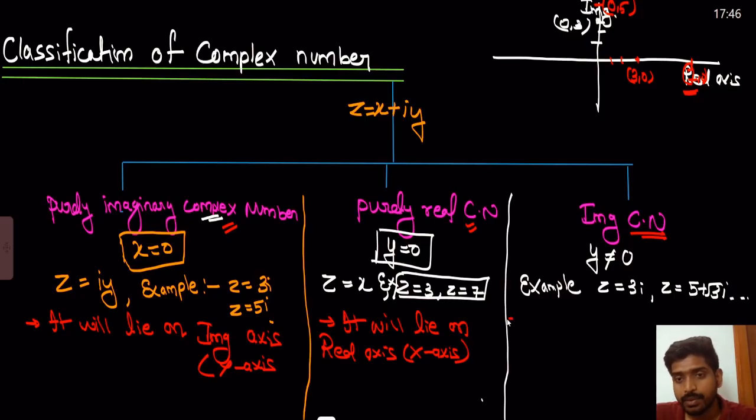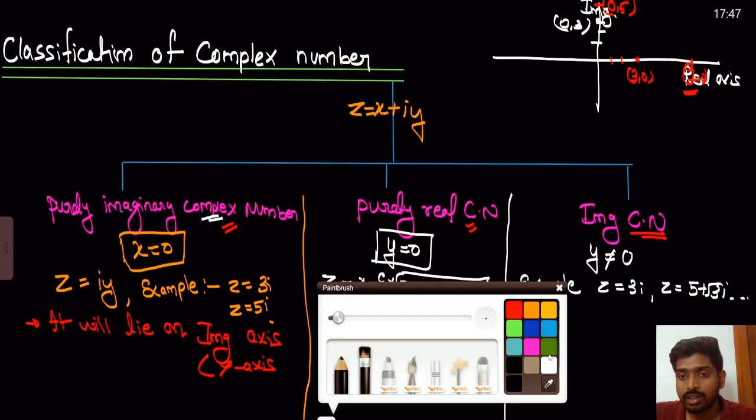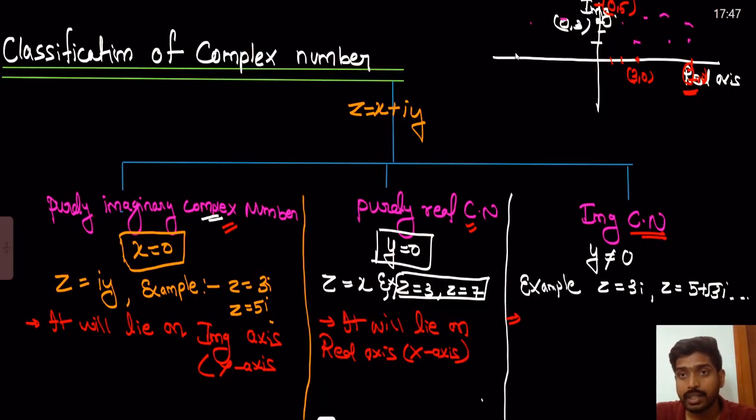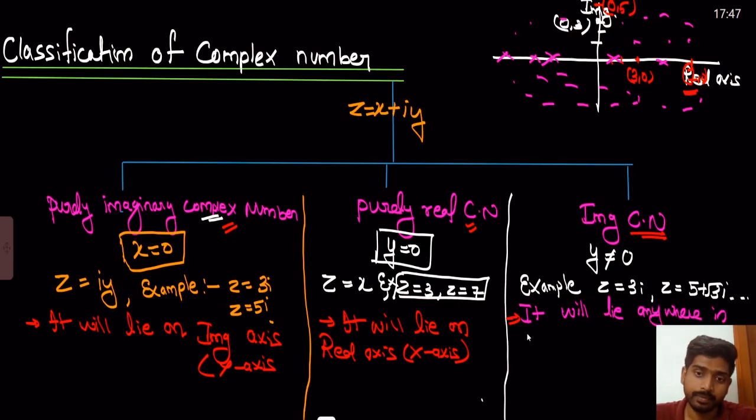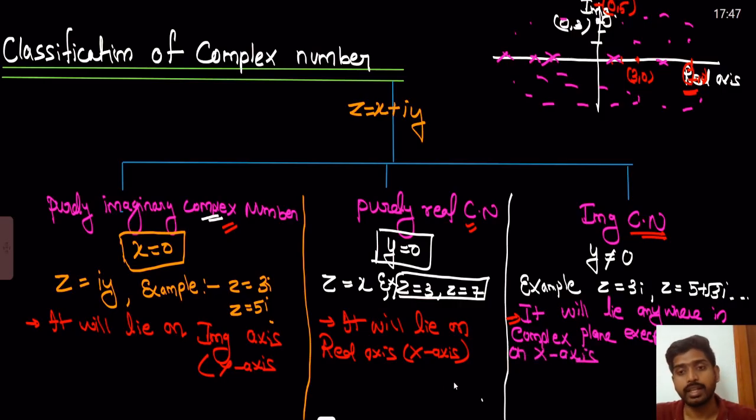Now, where will it lie? It can lie anywhere on the complex plane, but it can't lie on the real axis, because the imaginary part is non-zero. So it will lie anywhere in the complex plane except on the x-axis.